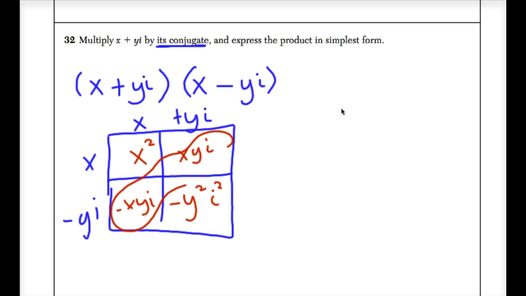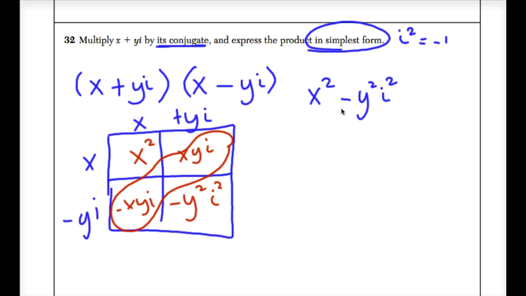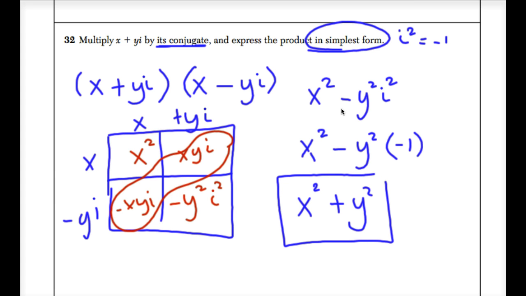Then I'm going to combine my like terms, which I notice minus xyi and positive xyi, those cancel. So I'm going to be left with x squared minus y squared, i squared. The question says simplest form, which reminds us that i squared is equal to -1. So I can actually simplify this even more. X squared minus y squared, parentheses, -1. Negative times a negative is a positive, and then my final answer would be x squared plus y squared, which is, we all know when we multiply conjugates, that's the shortcut to it.